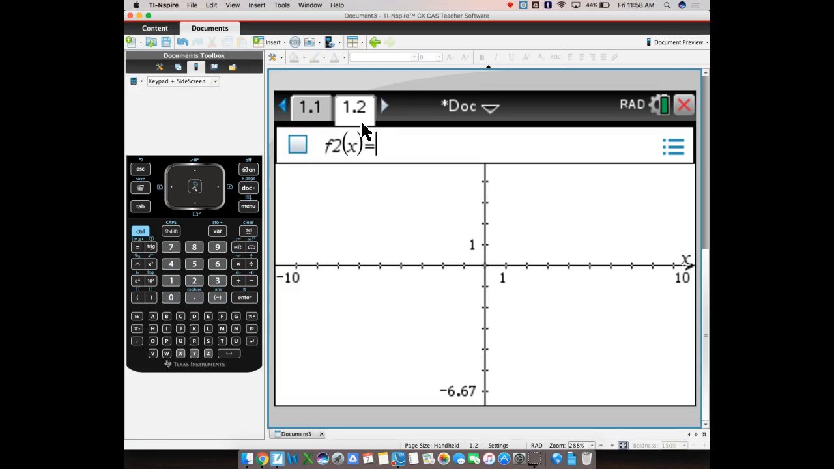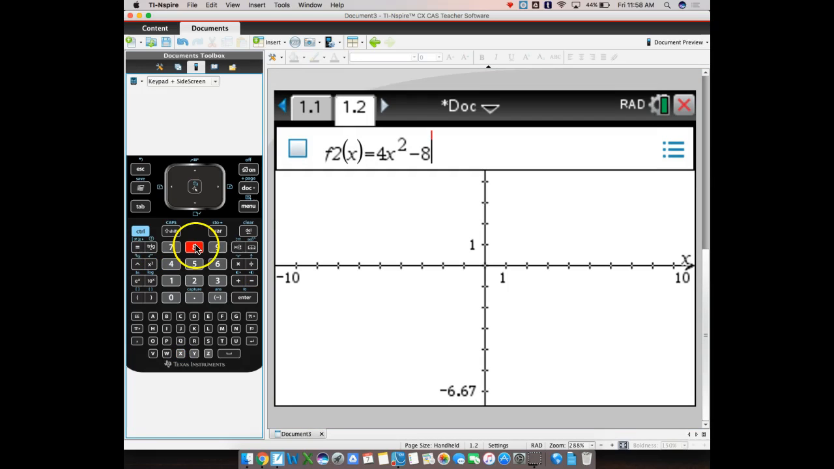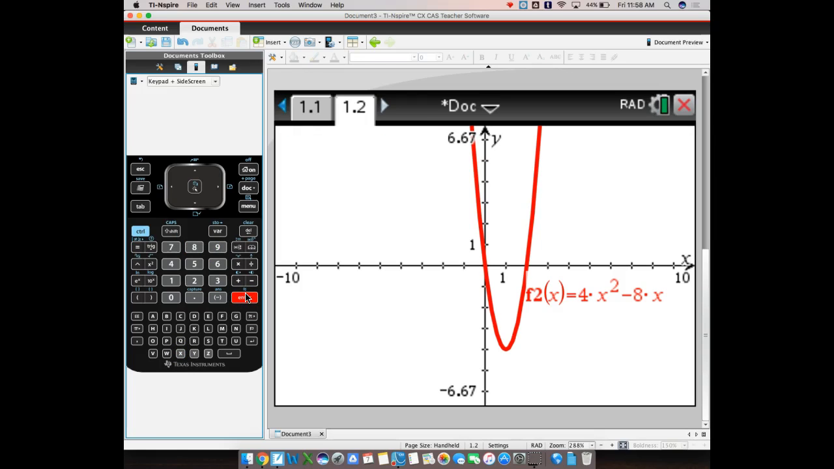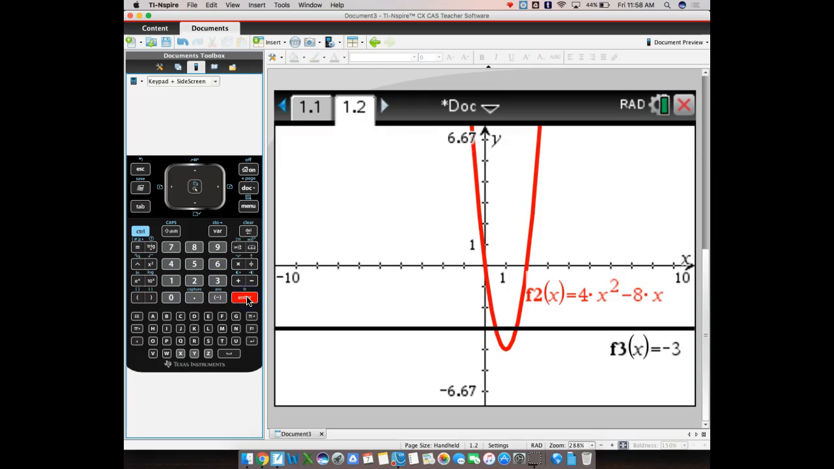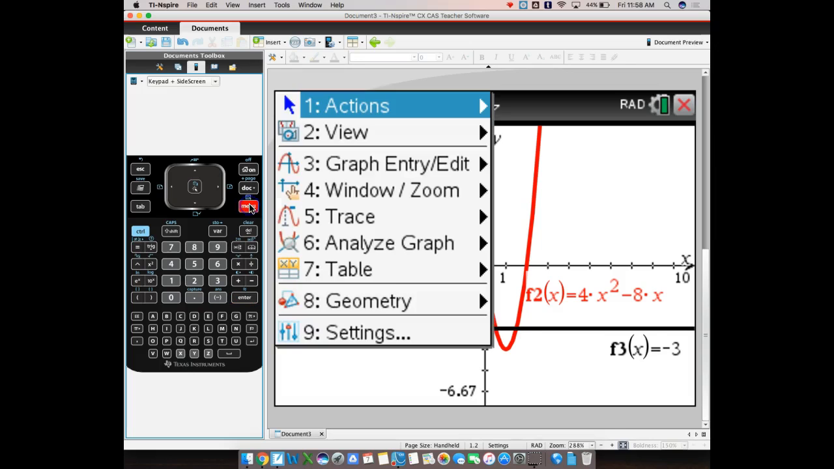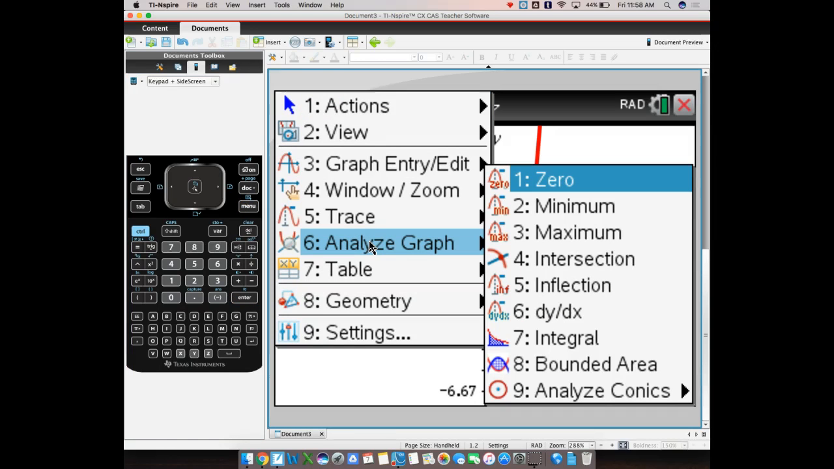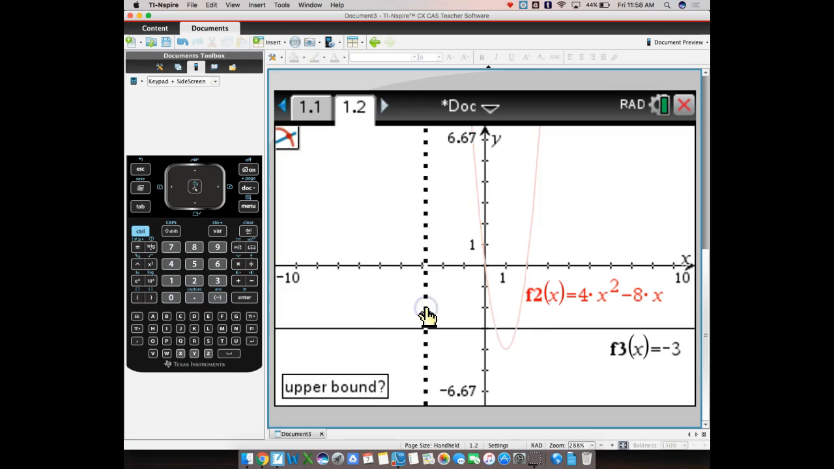On my first function, I want to enter 4x squared minus 8x, and I hit enter. There that one is. Then I go tab, which gets me up into the next one, and I enter -3. Bam, there that one is. Now, instead of finding zeros when I analyze my graph, I'm going to find intersections. Okay? So I'm going to look there.